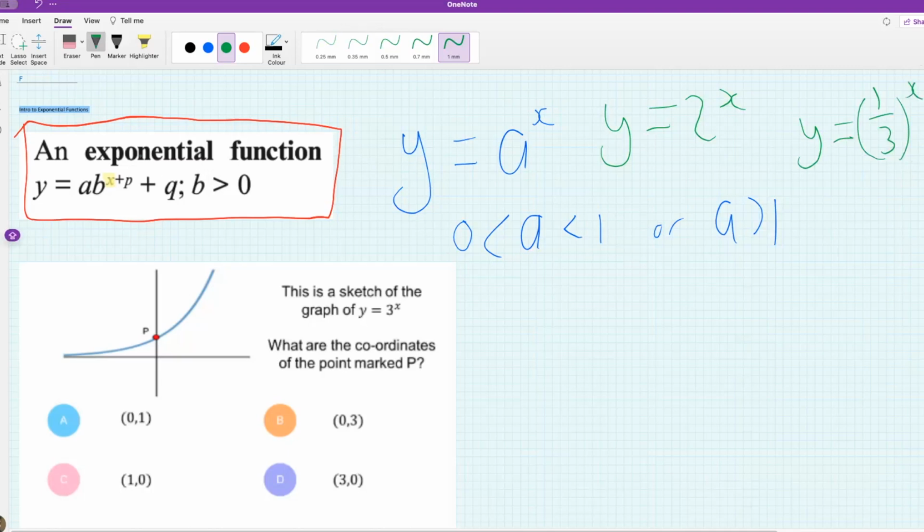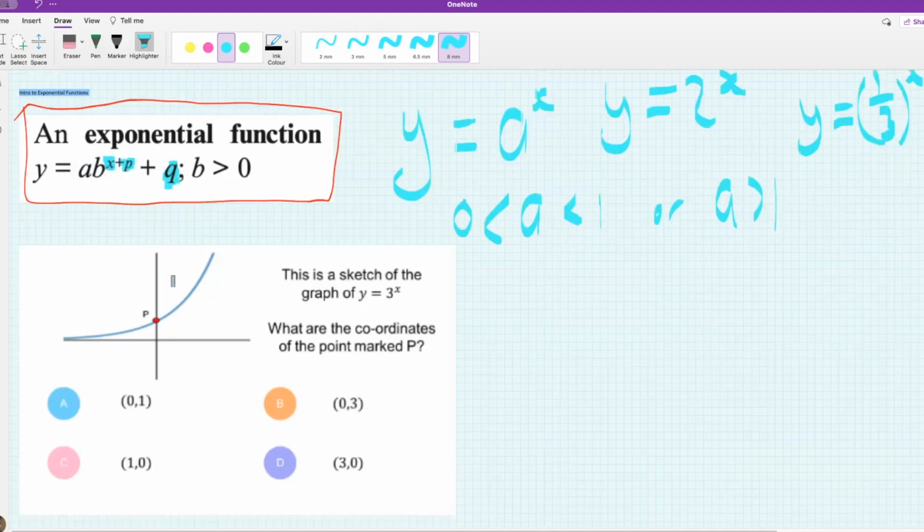And so as we look at the standard form, this plus q is basically just going to shift the graph up. This plus p is basically a horizontal shift. B is the steepness of the graph, and A will also affect the steepness or the shape of the graph.